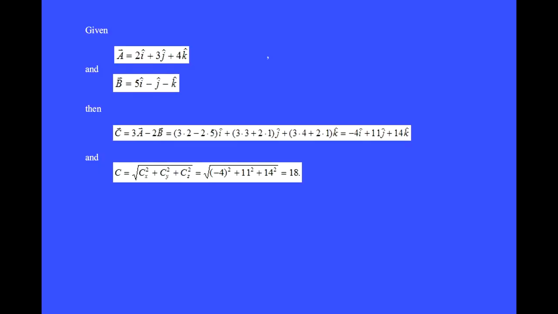Given that the components of A equal 2i plus 3j plus 4k, and the components of B equal 5i minus j minus k, then C equals 3A minus 2B is found by adding the multiples of each component. The x component of vector C is 3 times 2 minus 2 times 5 makes minus 4 i hat. The y component of vector C is 3 times 3 minus 2 times minus 1 equals 11 j hat. The z component of vector C is 3 times 4 minus 2 times minus 1 makes 14k. The magnitude of C is then found to be 18.